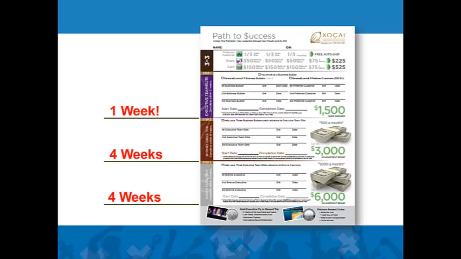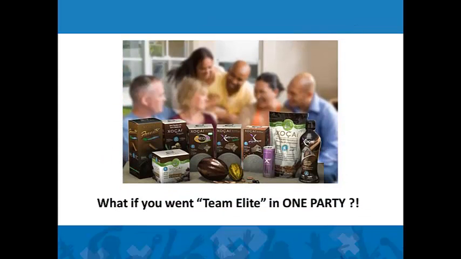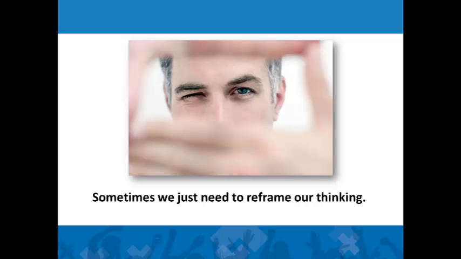But I'm going to pose another question to you. What if you did it in one party? What if you went Team Elite in one party? Could you do it? Of course you could. How? By using the Make More Change form to make sure that you're contacting enough people. You'll have a Change Your Chocolate party. And if you have 12 or 15 people at a Change Your Chocolate party and you do it right, there is absolutely no reason that you couldn't sign up 3 preferred customers and 3 business builders. It's really that simple. Sometimes we just need to reframe the way that we think.